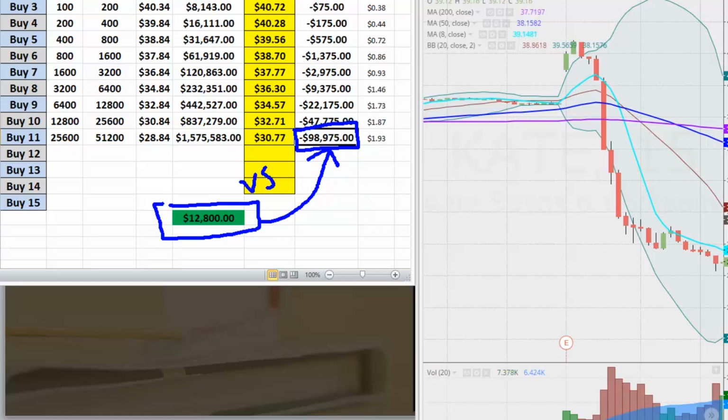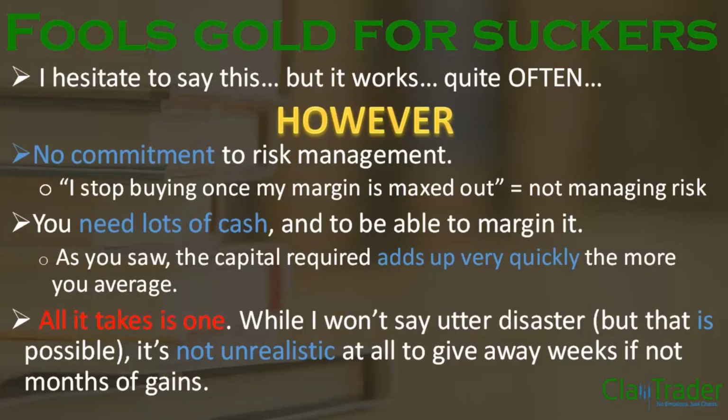Remember, you were batting 75%. But let's just say you get up to 90%. You're right 90% of the time. Still, all it takes is one of these, and you may no longer be a stock trader. So you just saw the case studies, and hopefully you're saying, "Oh, that's nothing to be taken lightly." And this is why I say it's fool's gold for suckers. And I hesitate to say this because I don't want to mislead you. The reason I'm saying it now is you've seen the examples, but it does work. Averaging down works, and it works quite often.